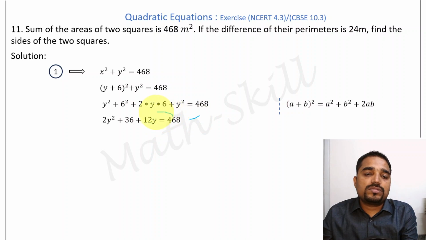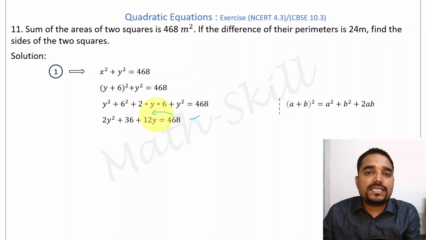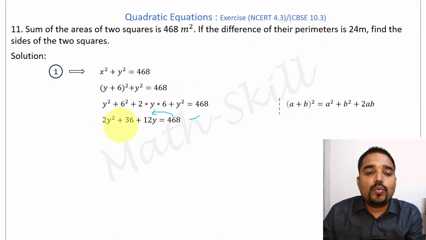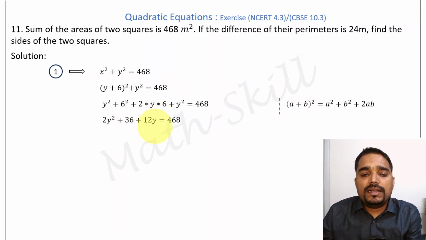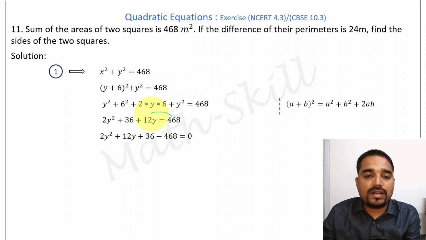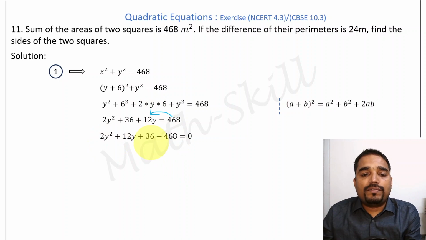Now let us transpose plus 468 towards LHS, which means it will become minus 468. Therefore 2y square plus, let's rearrange the terms also, plus 12y plus 36 minus 468. So plus 468 upon transpose has become minus 468. Now let us simplify these two terms. That is, 2y square plus 12y minus 432 equals 0. So minus 468 plus 36 would be minus 432.